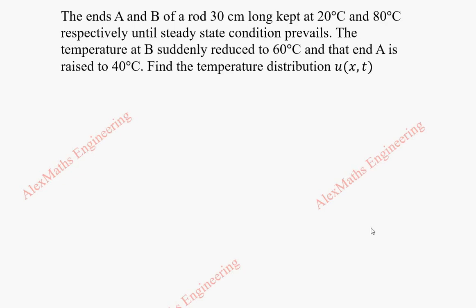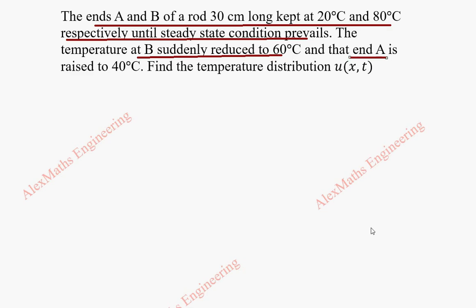In this video, we have a problem in which it is given the ends A and B of a rod 30 centimeter long kept at 20 degrees centigrade and 80 degrees centigrade respectively until steady state condition prevails. Then the temperature at B suddenly reduced to 60 and end A is raised to 40. Find the temperature distribution U of x comma t.